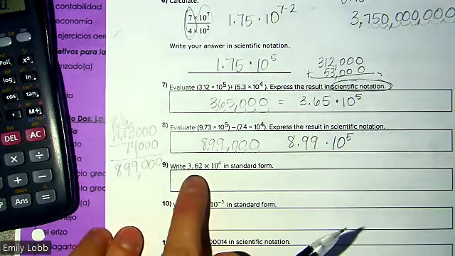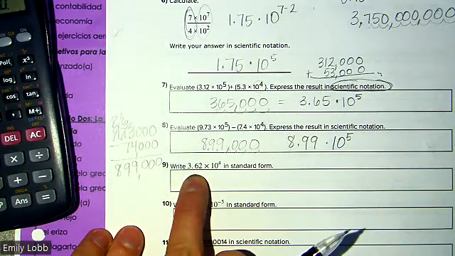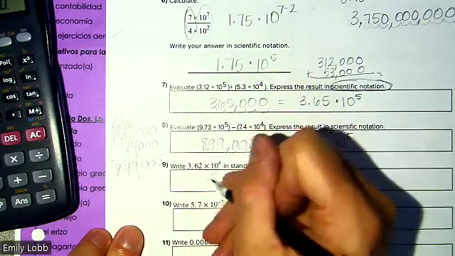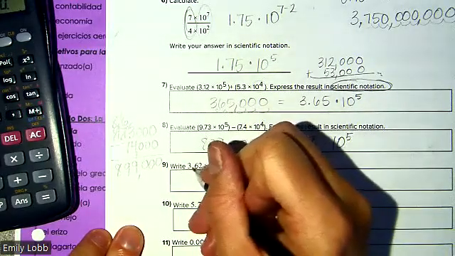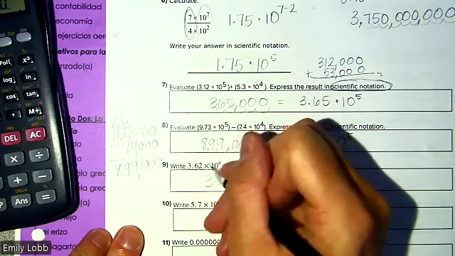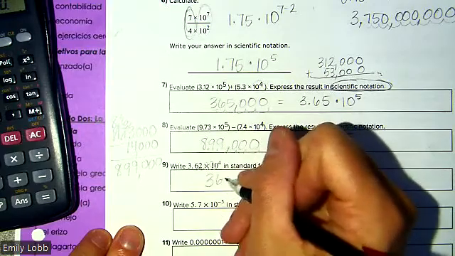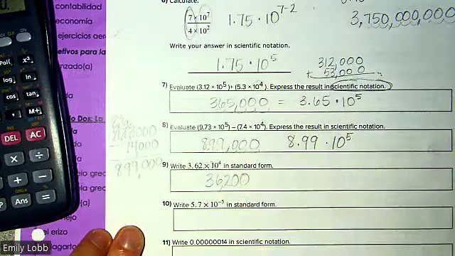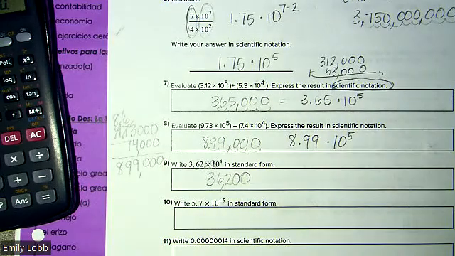All right, writing this in standard form. How many places do we move the decimal? 1, 2, and then we need how many more zeros? 2 more, because we're moving it 4 places. Is that standard form? Yes.